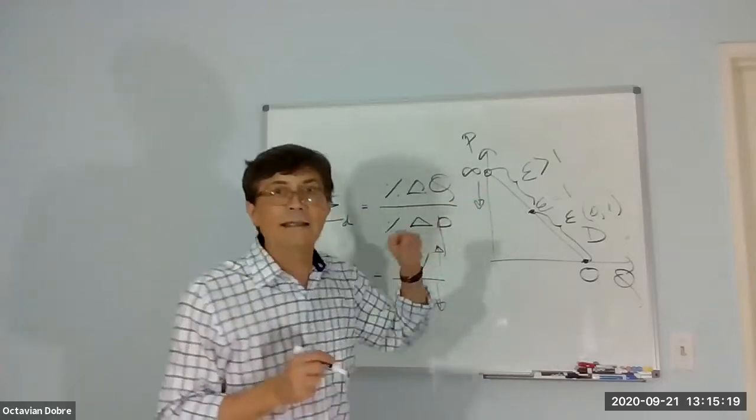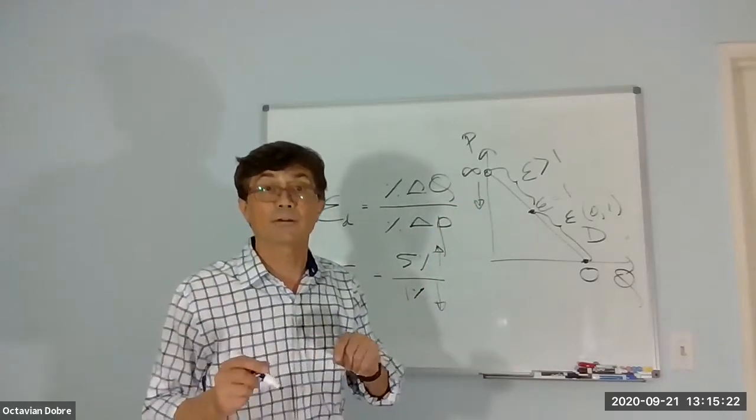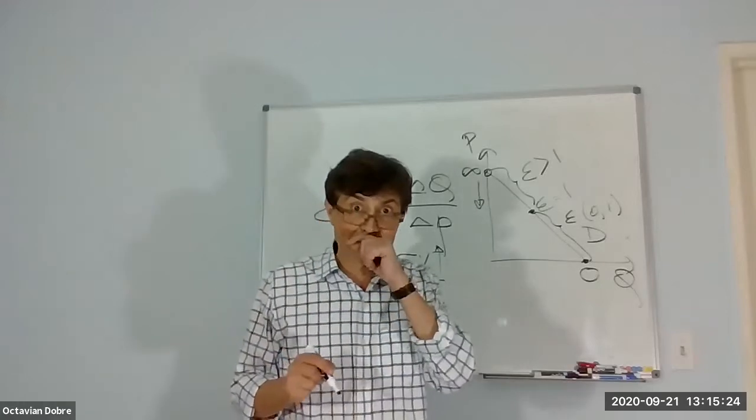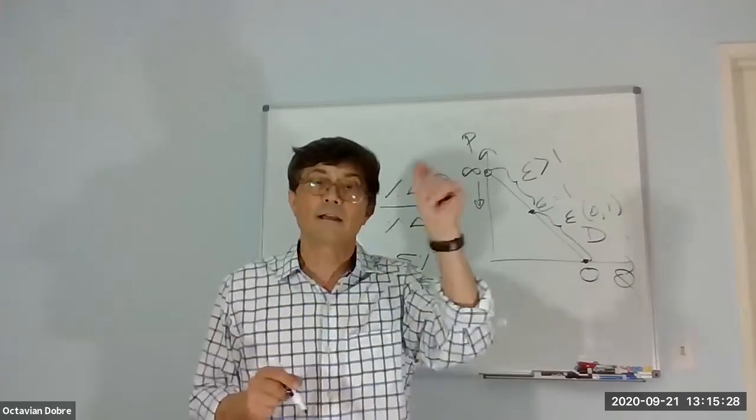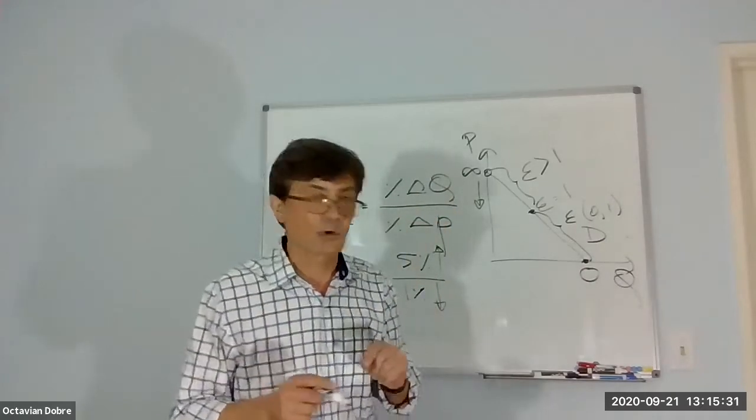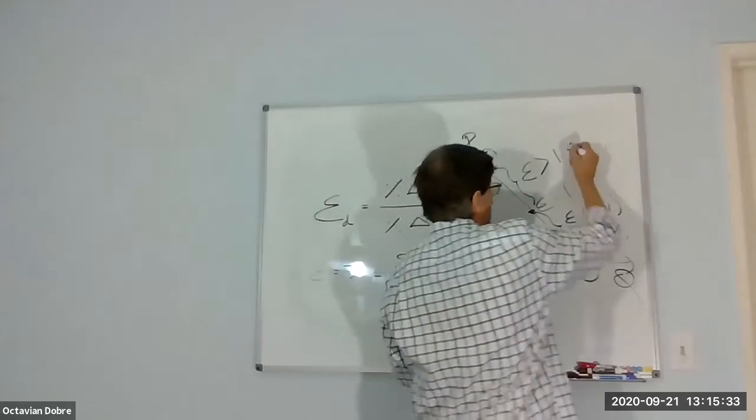This is called the elastic portion of the demand curve. So when the values for elasticity on the demand curve are greater than 1, you're in the elastic portion of the demand curve. So I'm going to write here elastic.